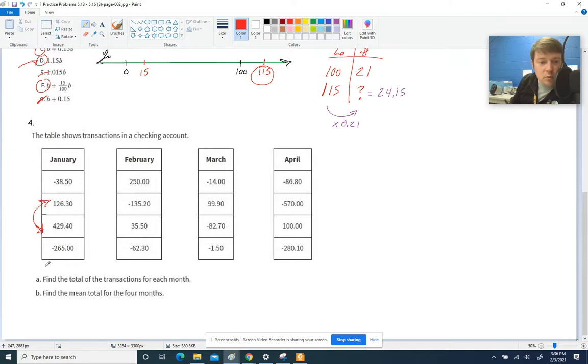So you're going to have a total for each month. You're going to have a total for January, a total for February, total for March, total for April. Okay. Actually, let's do one of these real quick. Okay. Let's do March.